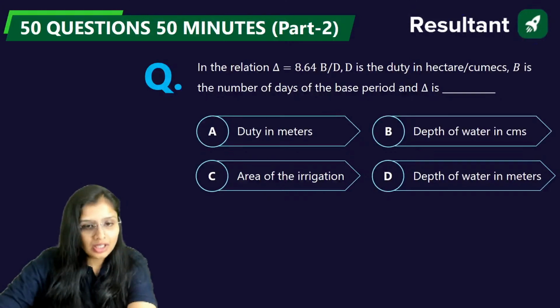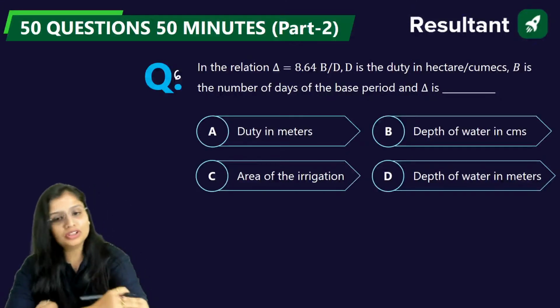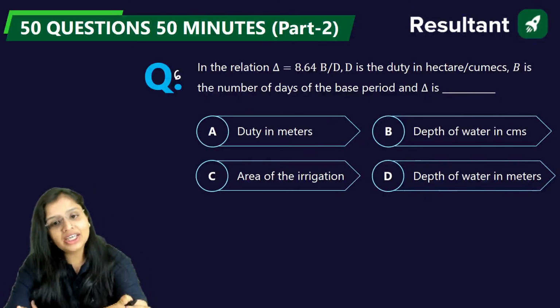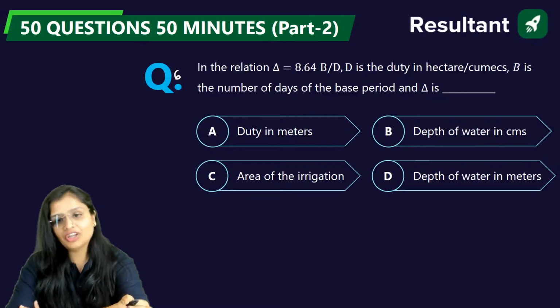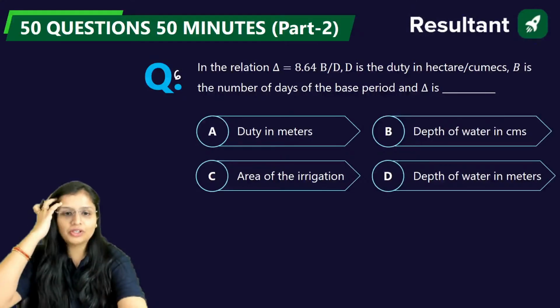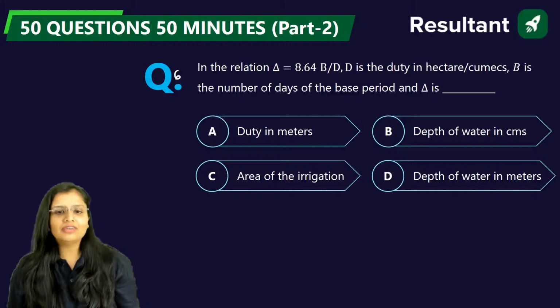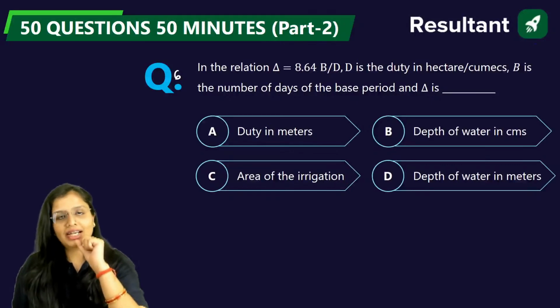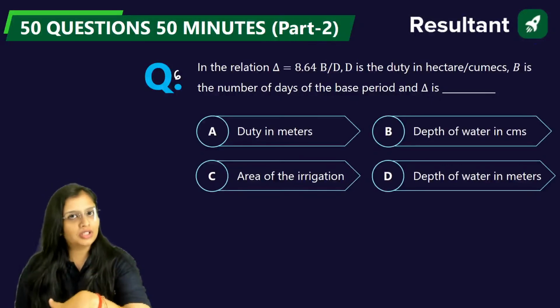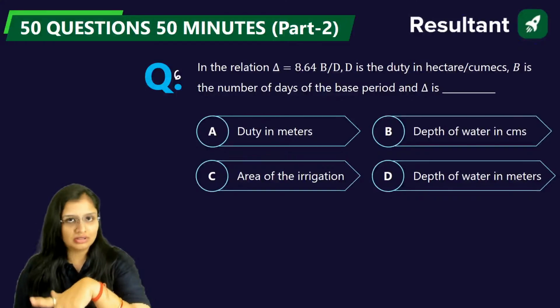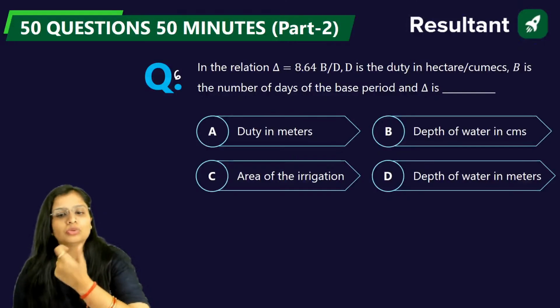Correct, Neha. Now, question number 6. In the relation delta is equal to 8.64 B by D, where D is in hectares per Qmax, B is the number of days of the base period. So what is delta? Delta is basically the total depth of water which is required throughout the crop period. So throughout the base period.